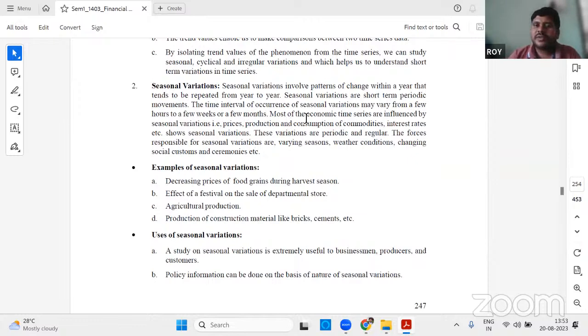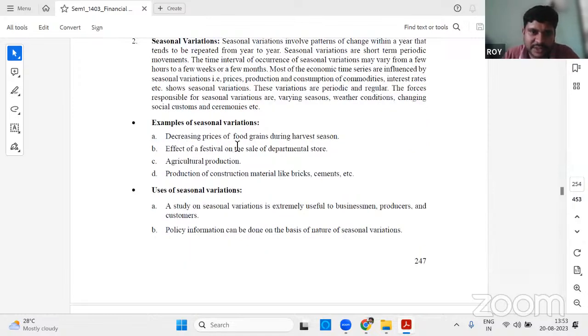The time interval of occurrence of seasonal variation varies from a few hours to a few weeks or a few months as well. Economic time series are influenced by the seasonal value, that is prices, production, consumption of the commodities, right? If the high-priced commodities are sold more, then of course the economy will grow high, interest rates will go high. Seasonal variation is periodic and regular.